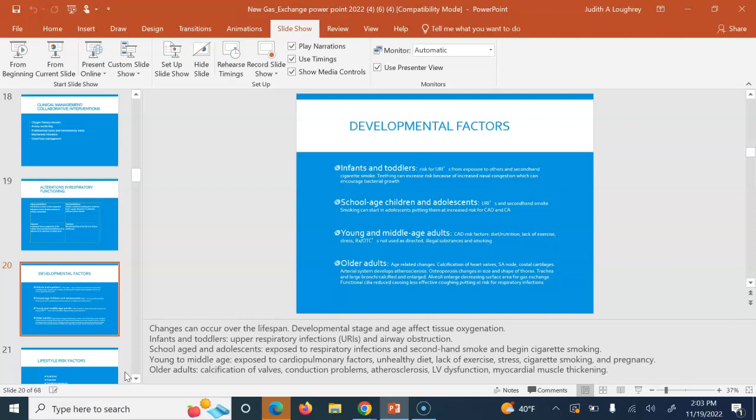So that's something that's very important to educate people, adults and young adults and middle-aged adults, and adolescents about.